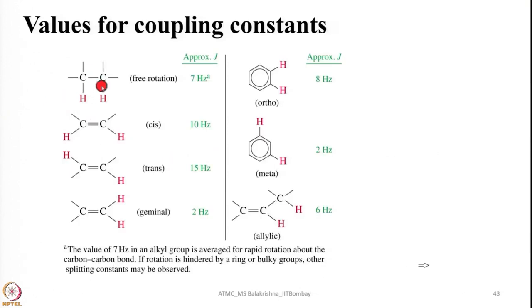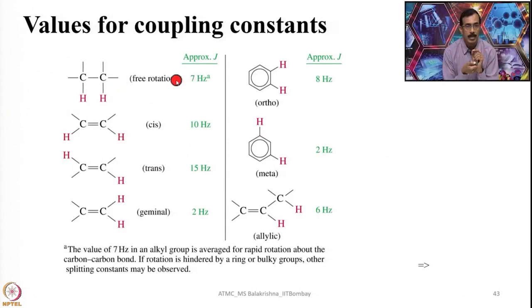For this one, what happens when free rotation is there, this is 7 hertz, and here the cis coupling is 10 hertz and trans coupling is larger, 15 hertz. On the same carbon, due to some reason, if the molecule is unsymmetric and the hydrogens on the same carbon will split, then that is called geminal coupling, that is 2 hertz, very small, because they have very similar Larmor frequency, 2 hertz. And then in case of ortho coupling, in case of an aromatic group, it is 8 hertz, meta it is 2 hertz because farther. And normally you don't see para, they are too far, and in allylic it is 6 hertz.